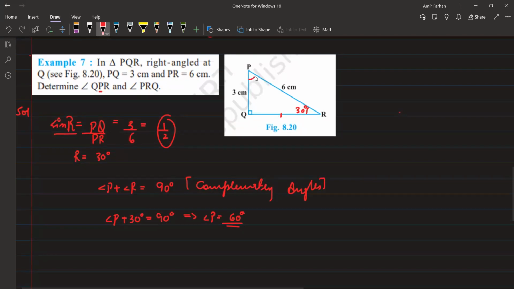So this is the basic question based on trigonometric ratios at specific angles.